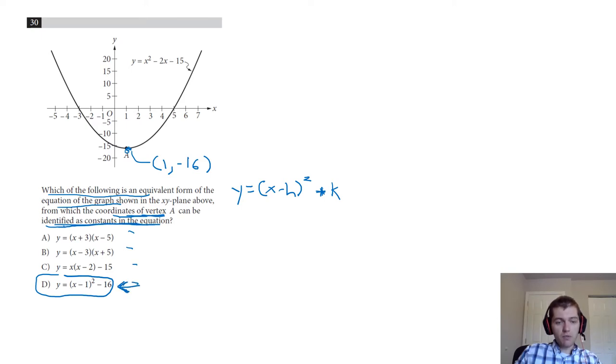And if you wanted to pare it down even further, you can take a look and say, which of these actually equals this equation up here? Because there is x plus 3, x minus 5, that does work. But this B, x minus 3, x plus 5, when you multiply that through, is not actually the same as that equation. So you can eliminate that one and make your life easier. Then you'd see that the vertex is 1, minus 16. This has a 1 and it has a minus 16. So D is the correct answer.